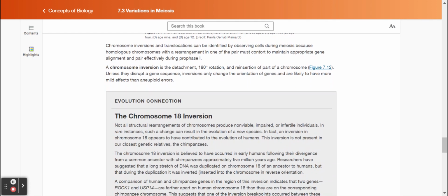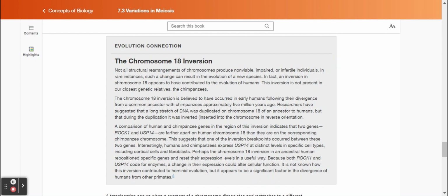Chromosome inversions and translocations can be identified by observing cells during meiosis because homologous chromosomes with a rearrangement in one of the pair must contort to maintain appropriate gene alignment and pair effectively during prophase 1. A chromosome inversion is the detachment, 180-degree rotation, and reinsertion of part of a chromosome. Unless they disrupt a gene sequence, inversions only change the orientation of genes and are likely to have more mild effects than aneuploid errors.